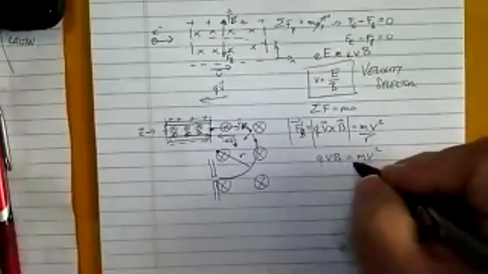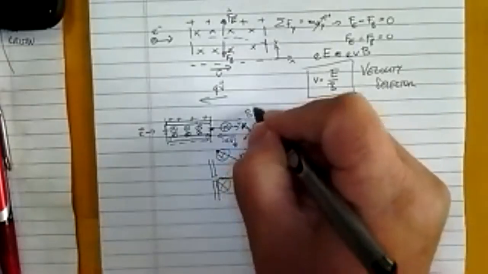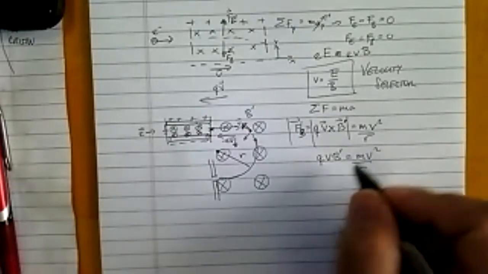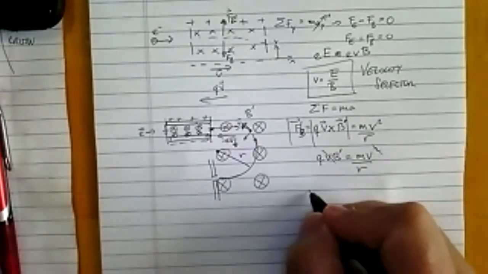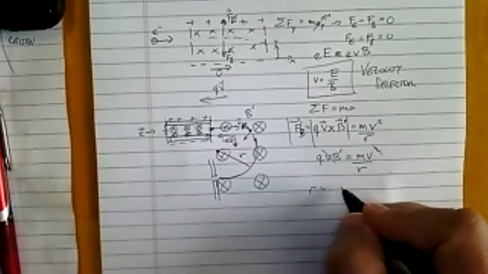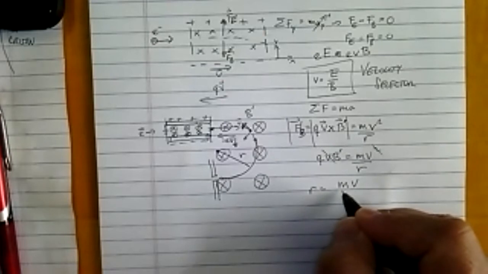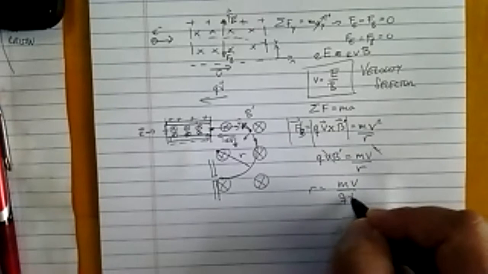Now, I want that to be exactly that distance, so I can now use the velocity that I have here. I have a new magnetic field, which I'll call B prime, because this is not the one that created the velocity. So with that in mind, I can cancel out this velocity with that velocity, and I'll end up getting a radius equal to m times the velocity over the charge times the magnetic field.